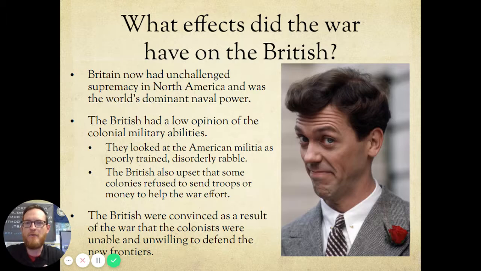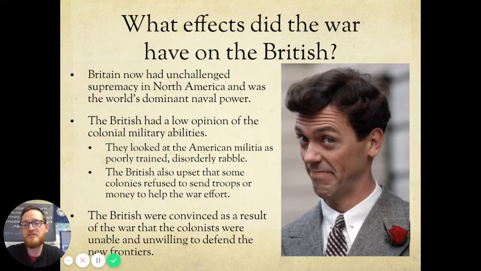And the British didn't really care that much for the American militia that came to fight with them. They saw them as very poorly trained and as disorderly rabble. They didn't really like them very much. They were also upset that some colonies just refused to send troops to help fight in that.